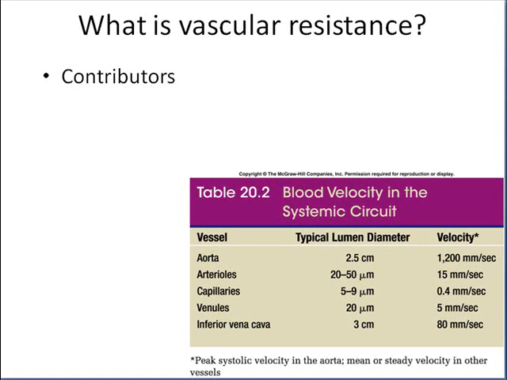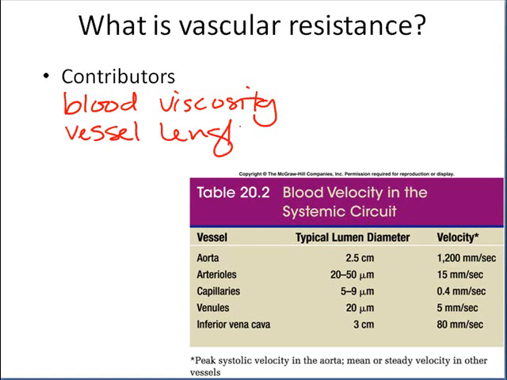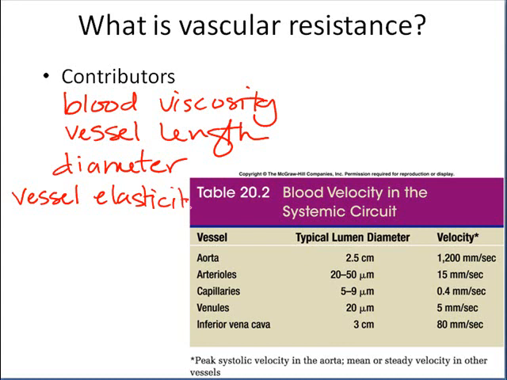So again, what are some of the contributors to vascular resistance in your body? I've talked about some of them already, but it's always good to summarize them again. Remember, we said how viscous your blood is can impact resistance. The thicker your blood is, the more resistance it has. The length of your blood vessel bed can impact vascular resistance. We said the diameter of a blood vessel can have a huge impact, whether you vasoconstrict or vasodilate. I haven't mentioned this one before, but the elasticity of a vessel can impact this.